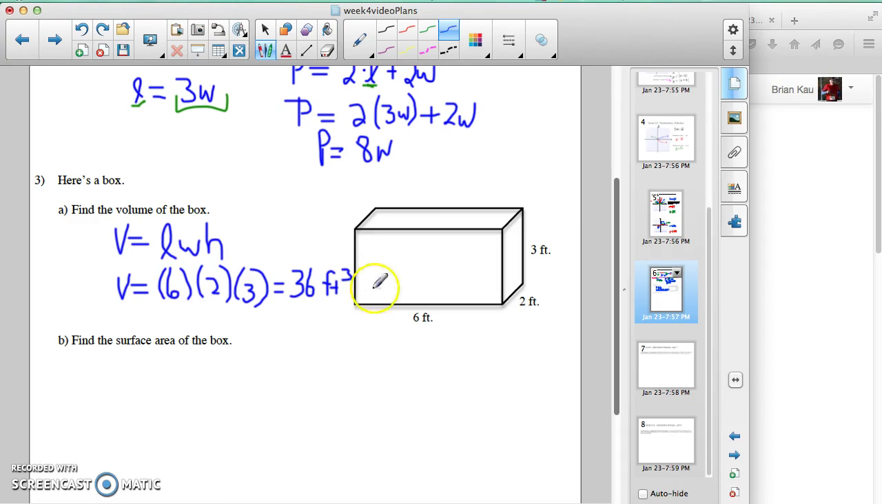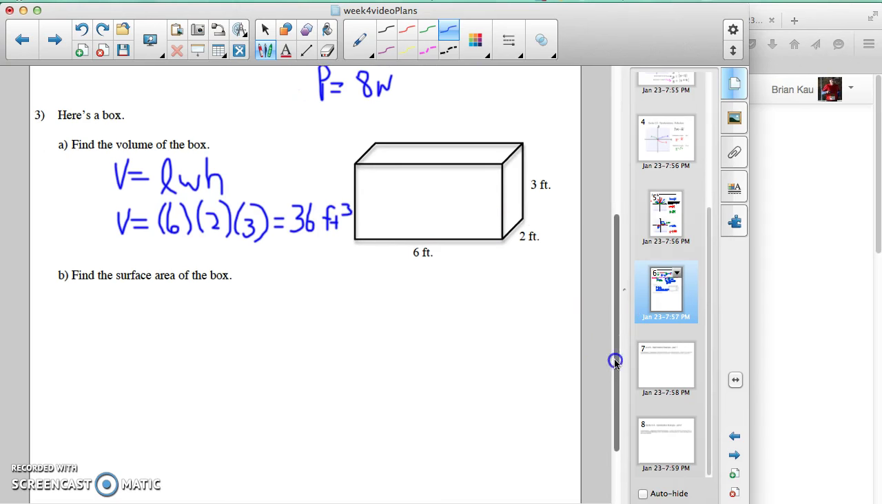All right, and then our final question on this one is finding the surface area of the box. The surface area is basically the area of every surface. So we have 2 sides, front and back. We have 2 left and right, and we have 2 up top and bottom. So we're going to have 6 surfaces here.